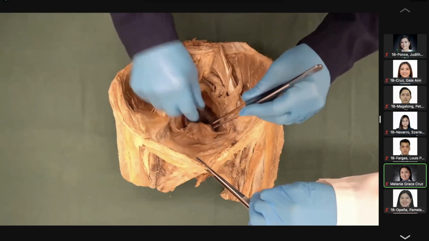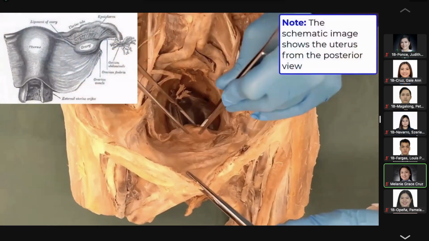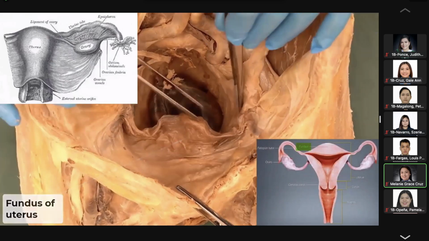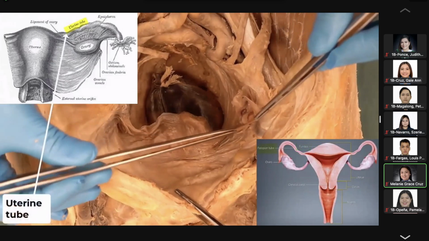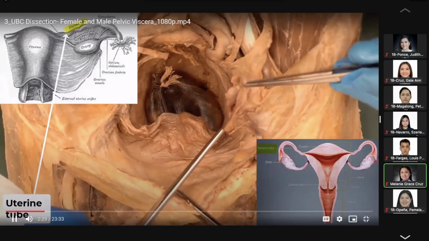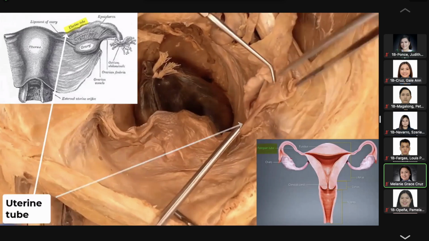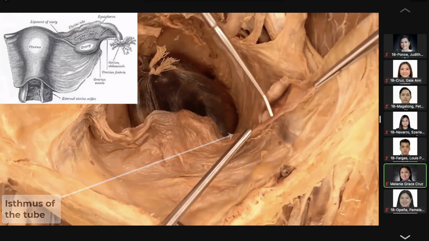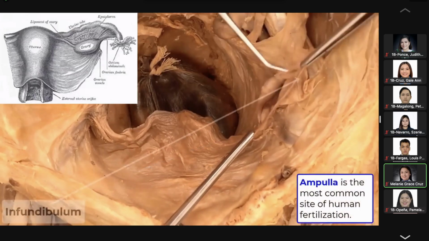The other structures we want to look at in the female pelvic viscera: as I said, in the midline is the uterus, that is the body of the uterus, and that is the fundus of the uterus. Then on the side we have the uterine tube. So that is the uterine tube, and from it we have different parts: the isthmus of the tube, then the dilated part of the tube, which is the ampulla, and then at the tip here we have the infundibulum.